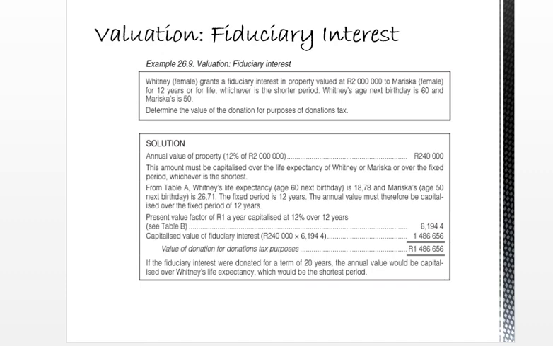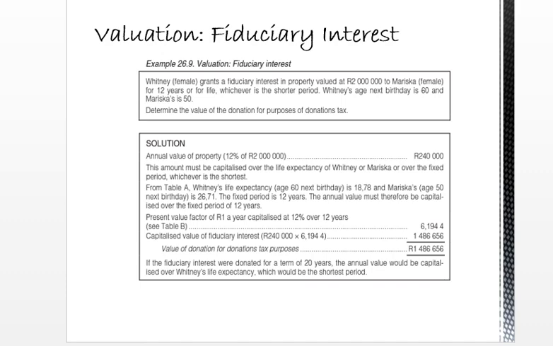Okay, and then they also just have a note here that if the fiduciary interests were donated for a term of 20 years, then Whitney, with a shorter life expectancy, will then use her life expectancy, so capitalize it to her life expectancy. Okay, so table A.